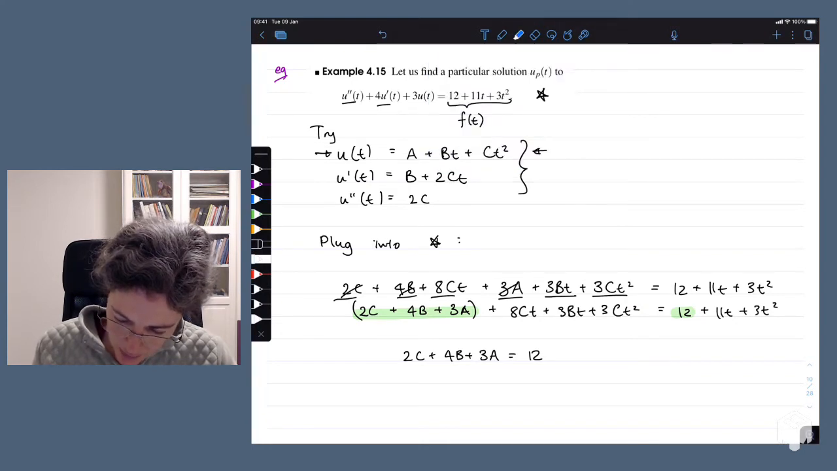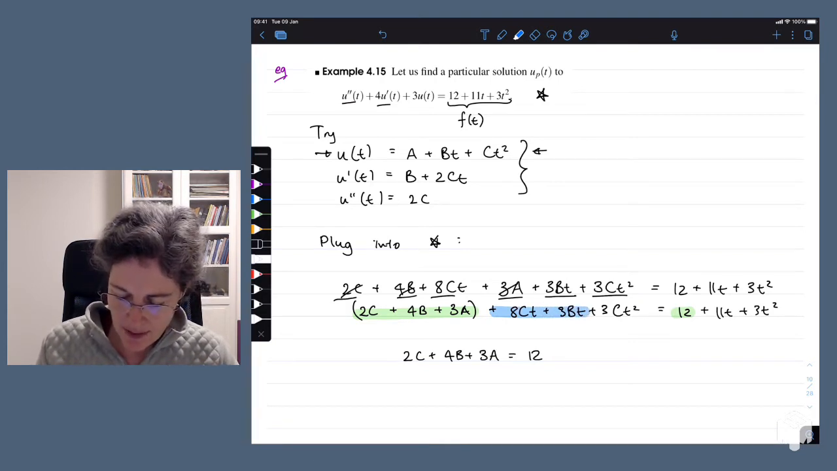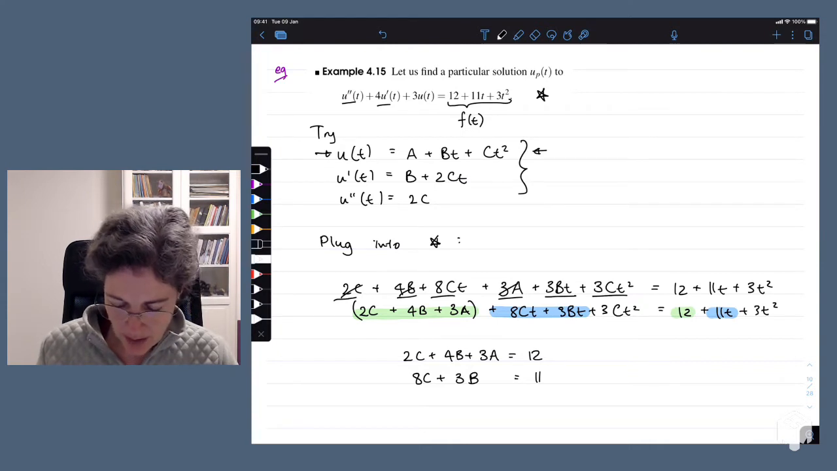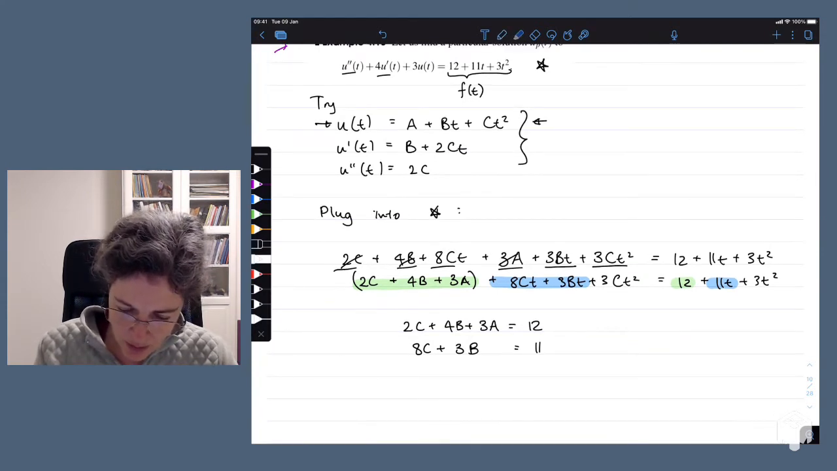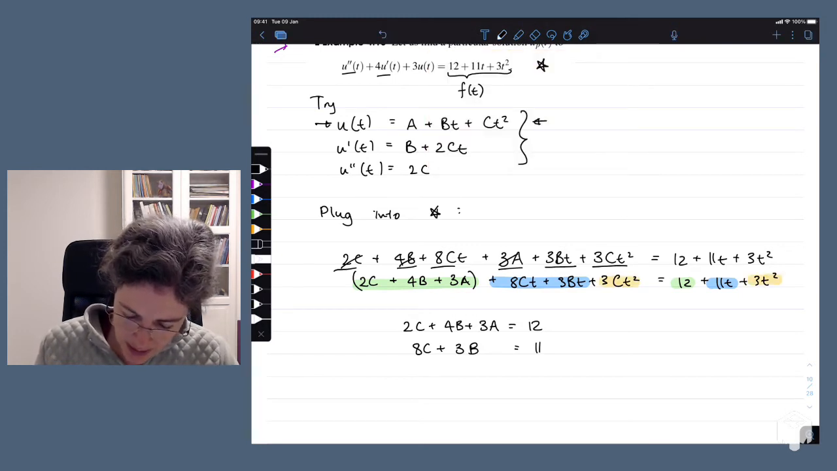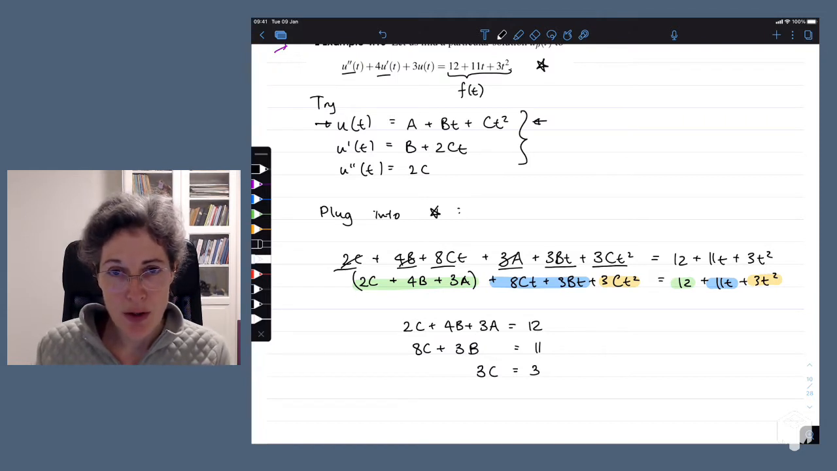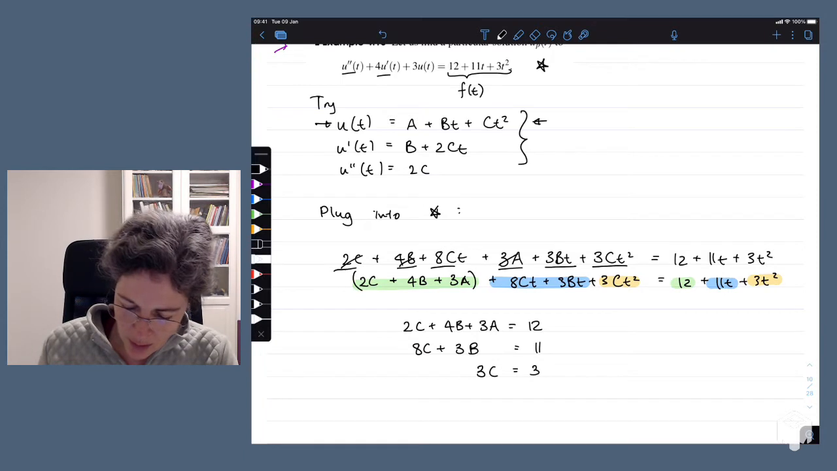And now we look at our t terms, our 8ct plus 3bt, and that must be equal to 11t. So that gives us that we must have that 8c plus 3b is equal to 11. And finally, we can do the same trick with our t squareds. We can see that we must have that 3c is equal to 3. And you'll notice that conveniently we've got 3 equations and 3 unknowns, so we can solve these however you prefer.